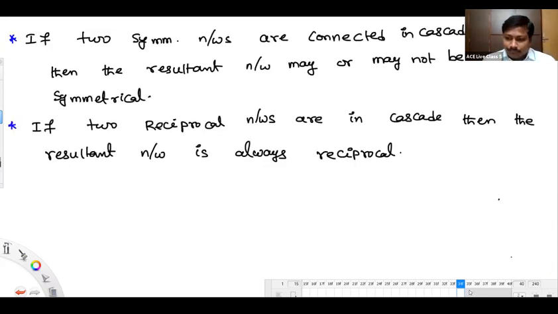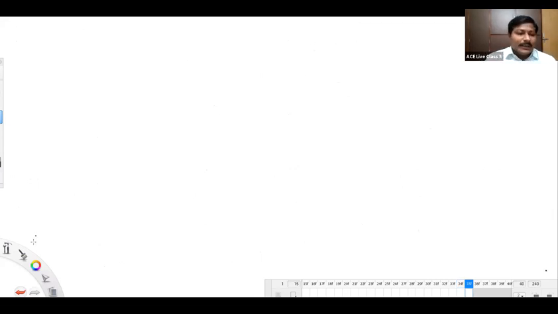Okay, next, let's think a little about the transmission lines connected in parallel. Means two ABCD networks connected in parallel. How will be the resultant ABCD? And we will recall these properties of symmetry and reciprocity. Transmission lines.